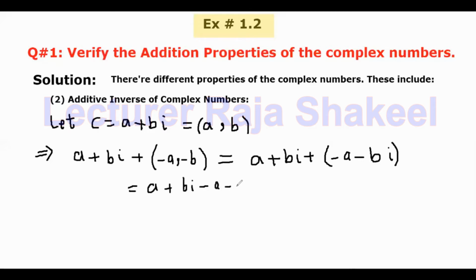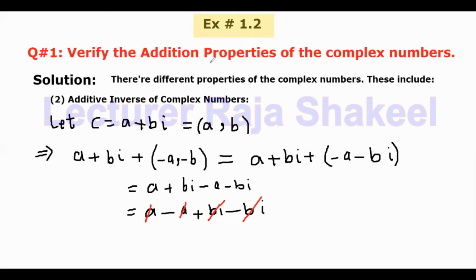Or you may write it in the proper arrangement as a minus a plus b iota minus b iota. Now you can understand that a and minus a have been cancelled with each other, while plus b iota and minus b iota have been cancelled with each other.